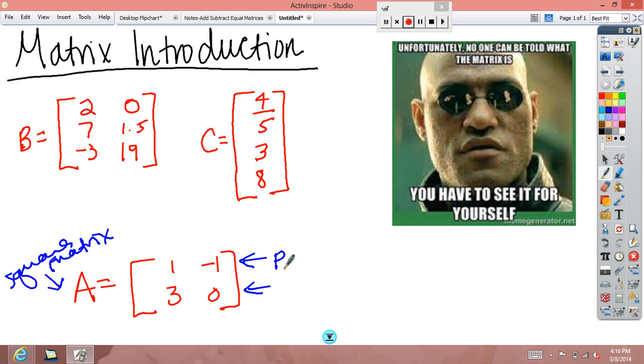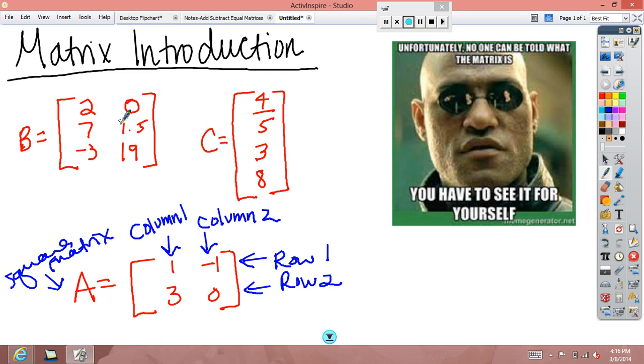So this is row 1 and row 2. And then these ones here are the columns. So this is column 1 and column 2. Since there are 2 columns and 2 rows, it's called a square matrix. We learned last year in geometry that squares have the same length on their sides, and it's the same idea here. It looks like a square, as opposed to these two, which look more like a rectangle.